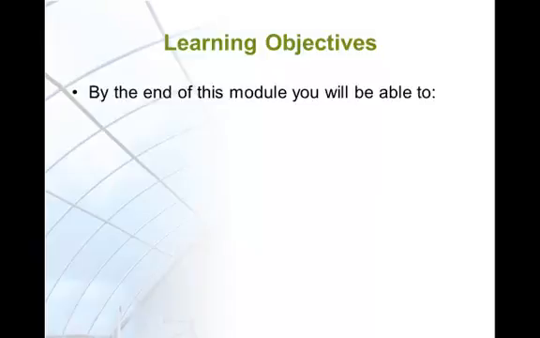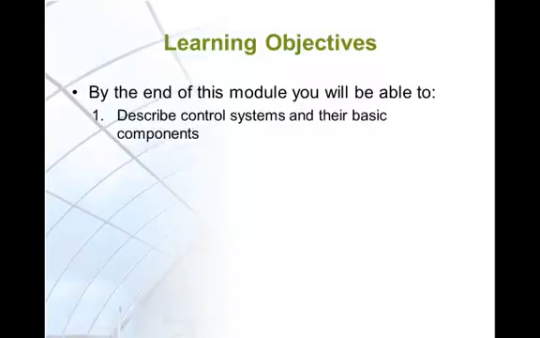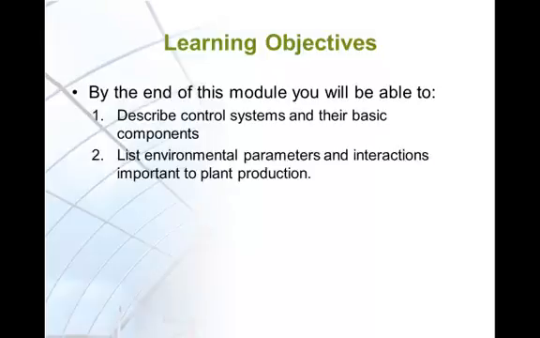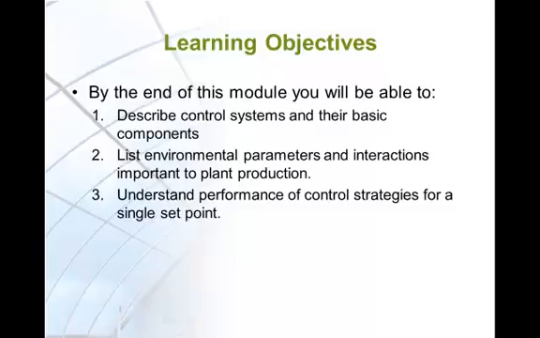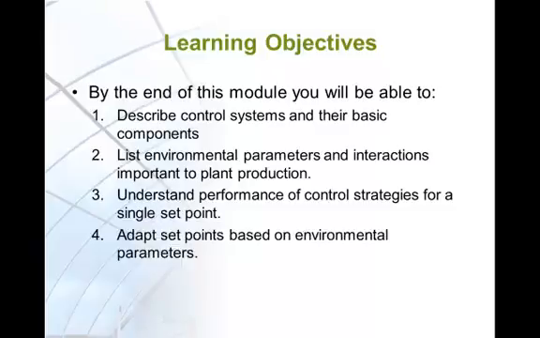This Environmental Control Strategies module will allow you to meet 4 objectives. By the end of this module, you will be able to describe control systems and their basic components, list environmental parameters and interactions important to plant production, understand performance of control strategies for a single set point, and adjust set points based on environmental parameters.